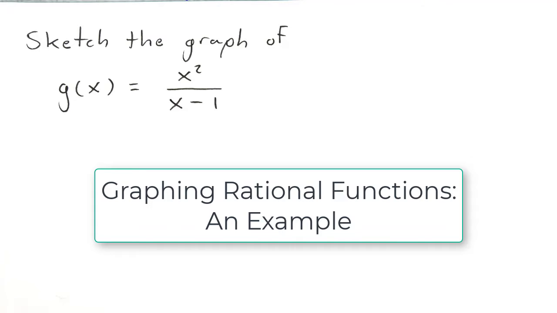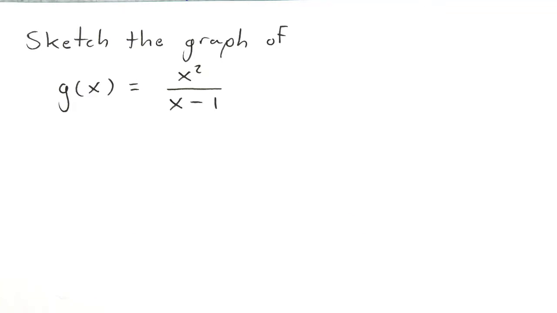Let's sketch the graph of this rational function. The first step is to factor the numerator and denominator. Well, look at this. These are already fully factored, so we don't need to do anything there.